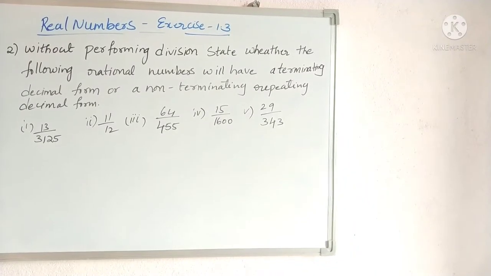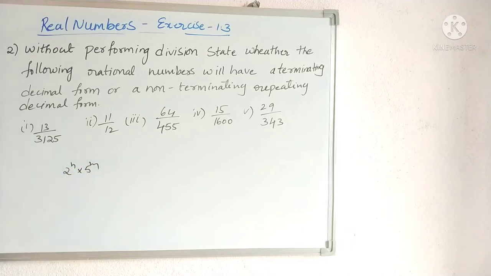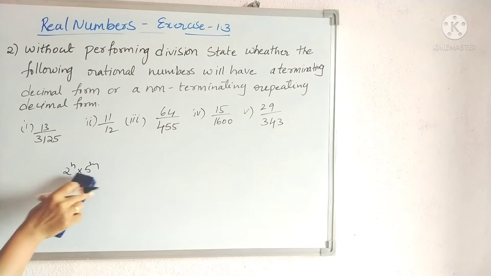Here is our second problem in exercise 1.3. The problem is, without performing division, state whether the following rational numbers will have a terminating decimal form or a non-terminating repeating decimal form. If it is in terminating decimal form, what about the denominators? The denominators will be in the form of 2 power n into 5 power m, right? If it is non-terminating, the denominator is not in the form of 2 power n into 5 power m.